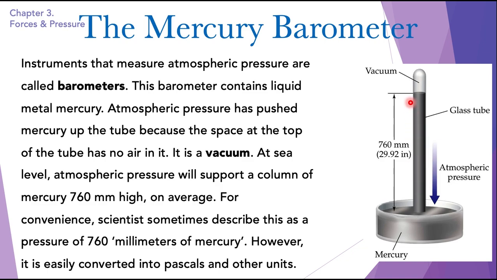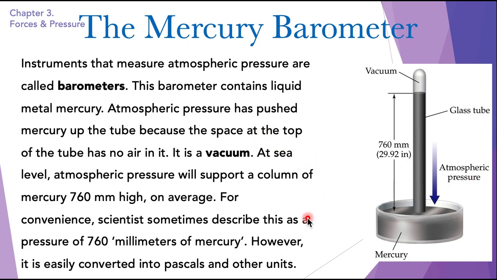The atmospheric pressure has pushed the mercury up the tube because the space at the top of the tube has no air in it. It is a vacuum. So the mercury over here is compressed by the atmospheric pressure and the level goes up. So at sea level, atmospheric pressure will support a column of mercury 760 mm high on average. For convenience, scientists sometimes describe this as a pressure of 760 millimeters of mercury. However, it is easily converted into pascals and other units.